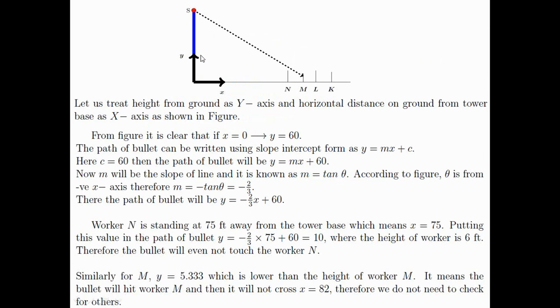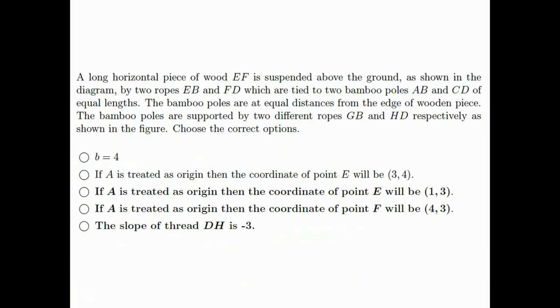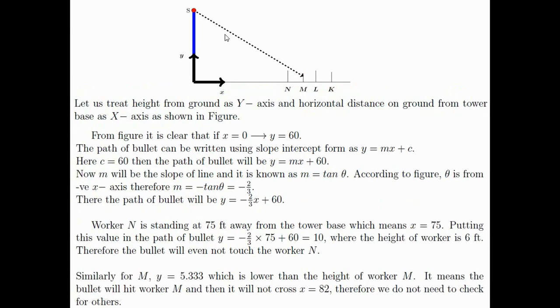So the blue color line along the y-axis is the tower where the sniper is sitting at point S. At the points N, M, L and K, the 4 workers of unequal heights are working. As the tower height is 60 feet, for any straight line containing the tower peak, the y-intercept value is equal to 60. The straight line following the path of the bullet is y equals to mx plus 60, where m is the slope of the line.